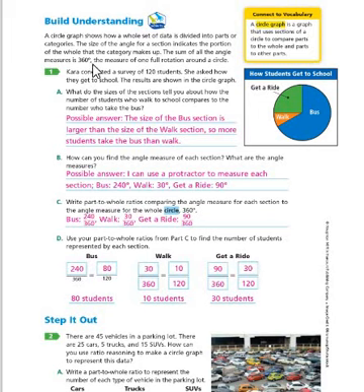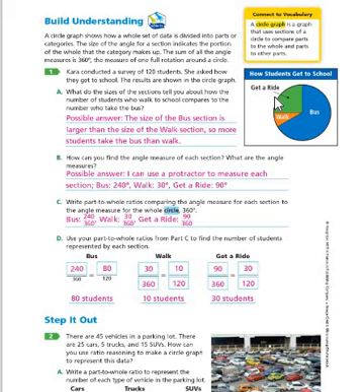Kara is conducting a survey of 120 students. She asked how they get to school, and the results, as you can see here, are shown in the circle graph. Now, they ask us in the first question, in A, what do the sizes of the sections tell you about how the number of students who walk to school compares to the number who take the bus?